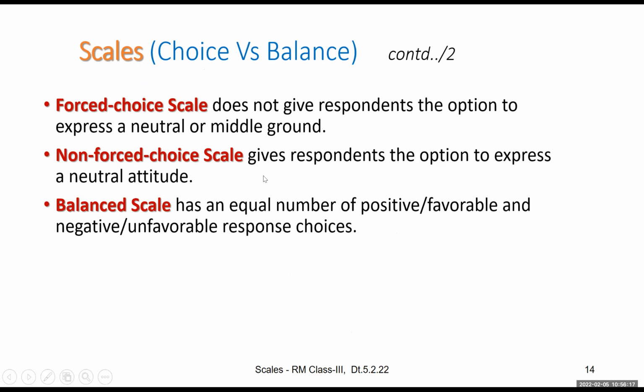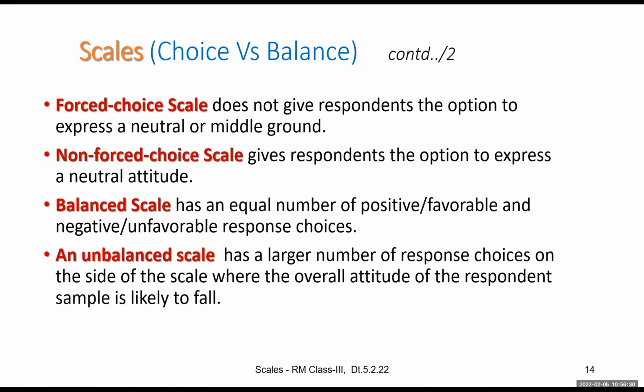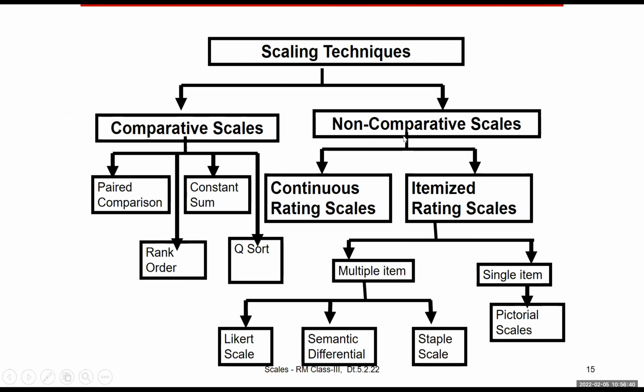And balance scale I have already explained. So you have equal numbers of positive and negative, favorable and non-favorable response choices. So this way we have to think, depending upon our survey, should we go for a balance scale? Should we have a forced choice scale or non-forced choice scale? So this is a broad classification. We'll be slowly discussing one by one.